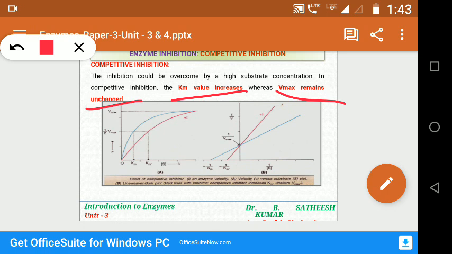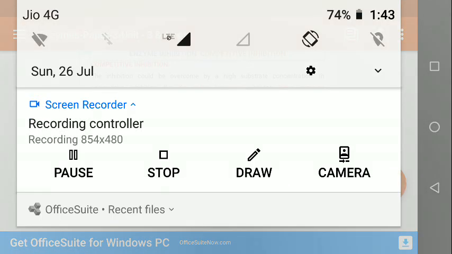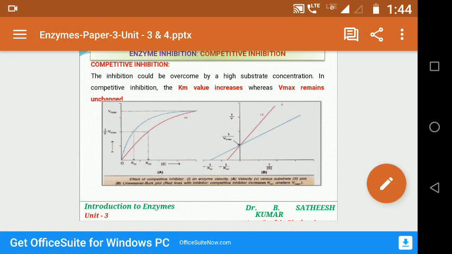But the Vmax never changes, because Vmax is the velocity of the enzymatic reaction where an excess amount of substrate concentration is used. At an excess amount of substrate concentration, the concentration of inhibitor will be negligible. Therefore the inhibitor cannot affect the enzyme activity. So that is why in competitive inhibition, the Km value increases but Vmax remains unchanged.